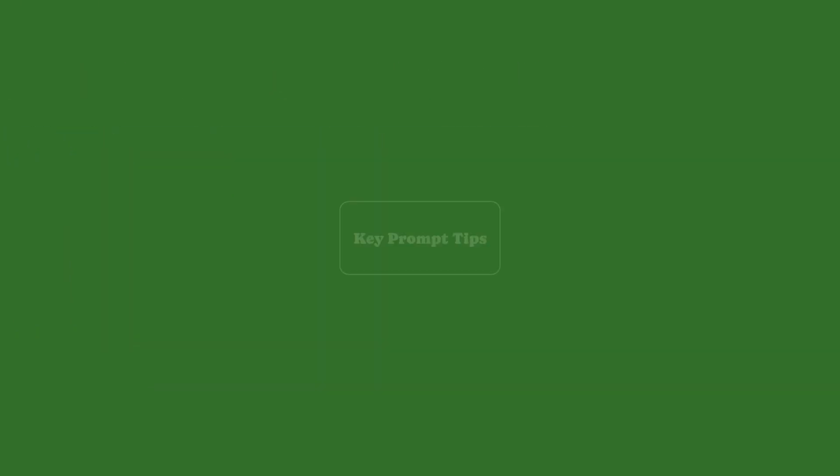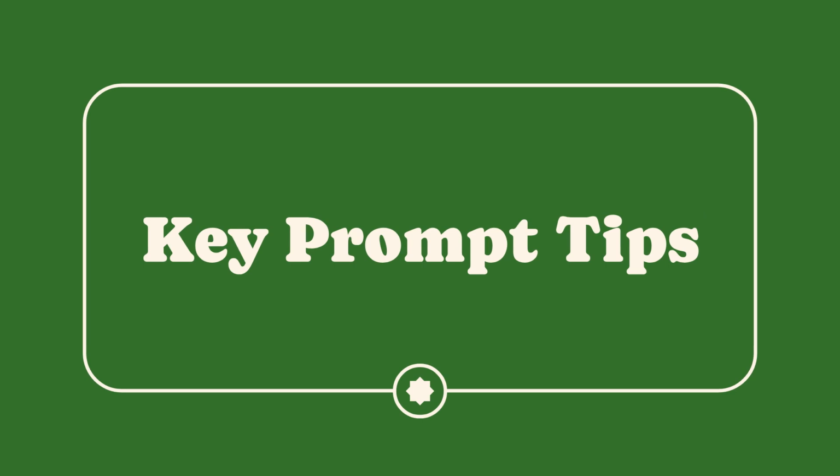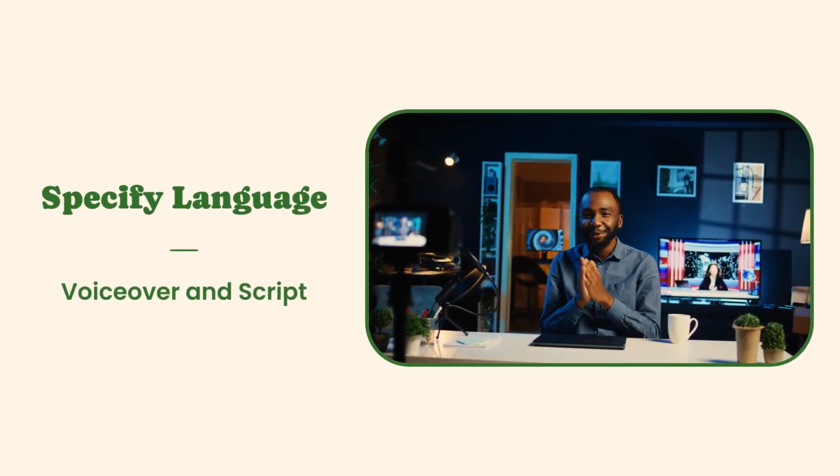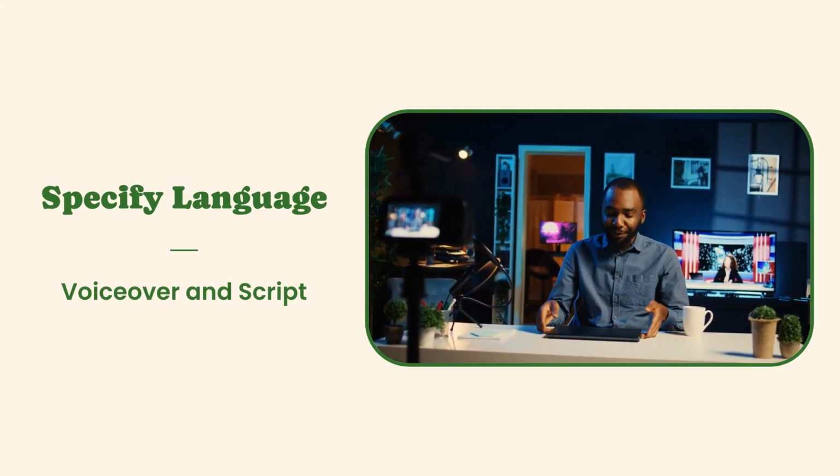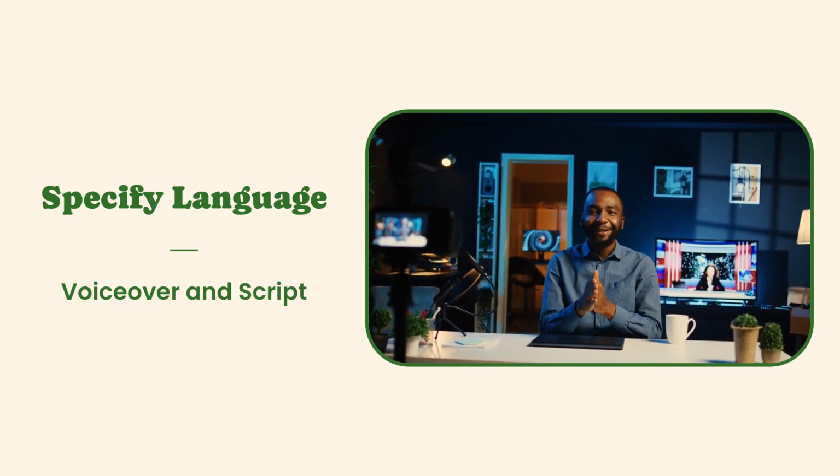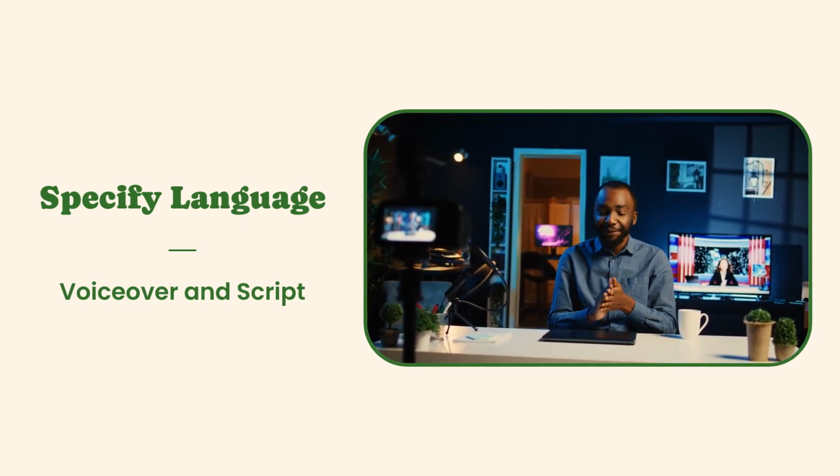of the cycle. To ensure you get the highest quality video output, here are some key tips for crafting your Google Vids prompt. Crucially, specify the language Hindi twice for both the voiceover and the on-screen script to prevent the AI from defaulting to English.